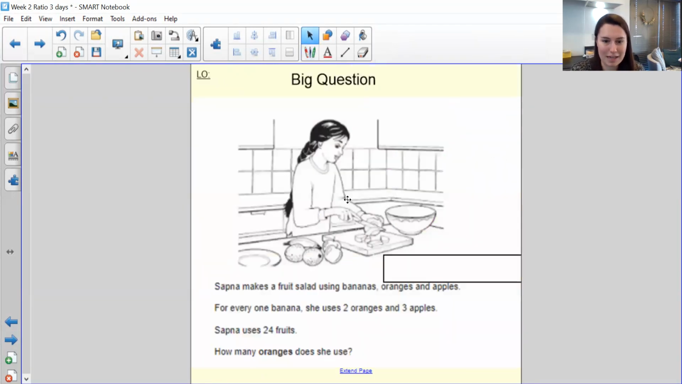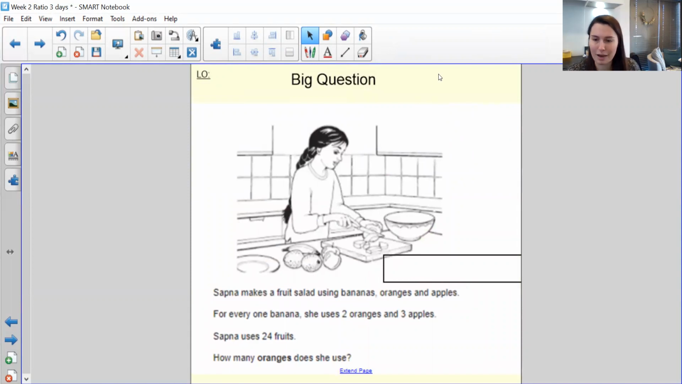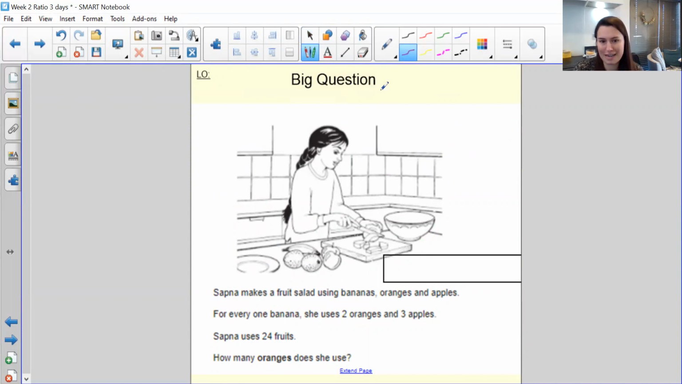Okay, let's get back onto ratio then. So here is a big question for you to think about. Pause the screen and have a read of it and see if you can remember from last week and from Monday how to answer this sort of question. So fruit salad is made using bananas, oranges and apples. For every one banana, there is 2 oranges and 3 apples. I've written the ratio there. There are 24 fruits in total. Remember that trigger word, in total. What does that tell us to do? So how many oranges are there? Pause the screen and have a go, and then come back and we'll go through the answers.